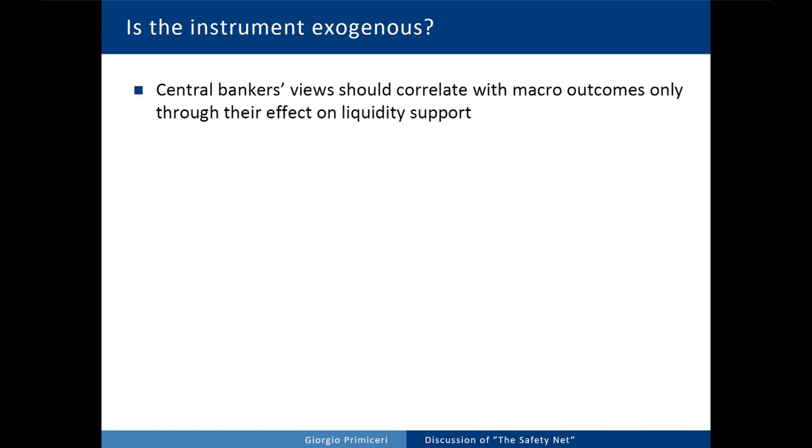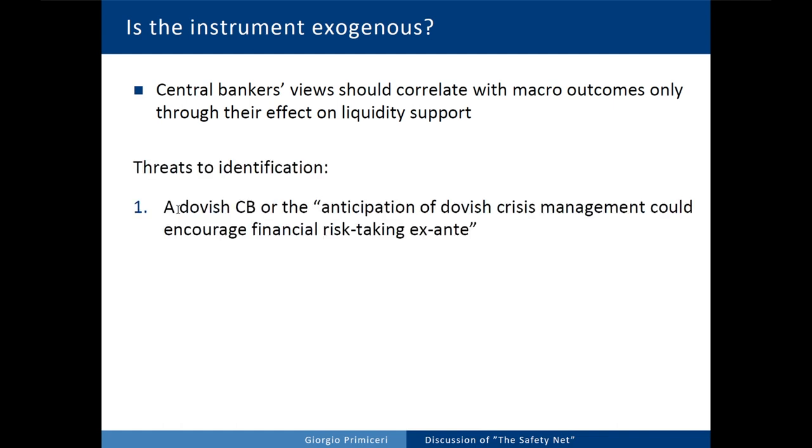And there are reasons to be skeptical. This is a little bit of an extreme assumption. The paper is very open about one possible limitation, one possible threat to identification. In fact, I'm quoting the paper. And the argument here is very simple. If there is a dovish central banker in charge, or if the market anticipates that there will be, in the future, a dovish central banker in charge, then this anticipation of a dovish crisis management might encourage financial risk-taking and make the next crisis more likely. Of course, if this is an important consideration, this will lead to an understatement of the effect of central bank liquidity support, in the sense that the effect in reality will be even larger than what Moritz and co-authors estimate.